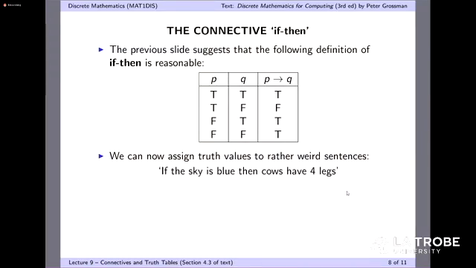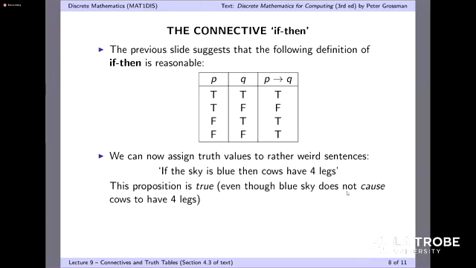If the sky is blue, then cows have 4 legs. Both propositions which are connected by if-then have nothing to do with each other. But we are not checking them. All right? We just want to make these kind of tables and draw conclusions from those tables.